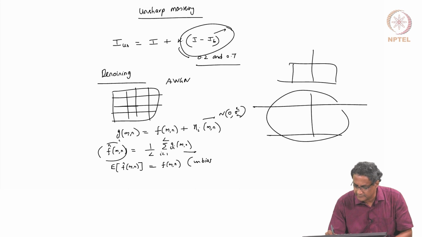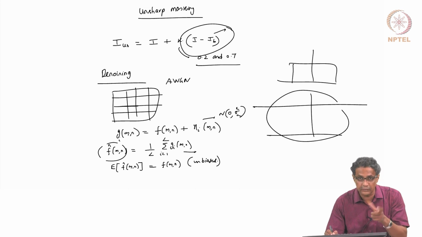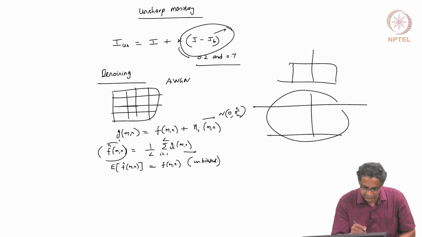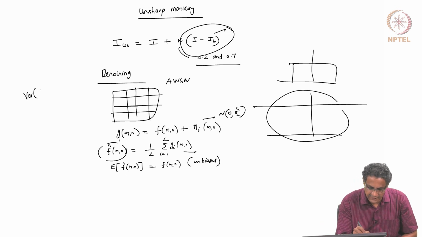Then, if you look at the variance, how would you like the variance to be? It should be low, about this value, because on average you are already getting the correct value, and the variance about this should be as small as possible. Therefore, if you look at the variance of f hat(m,n), that will be the expectation of f hat(m,n) minus this quantity.